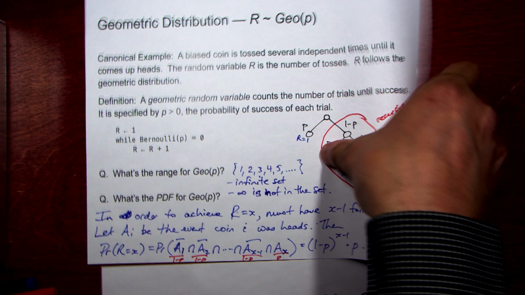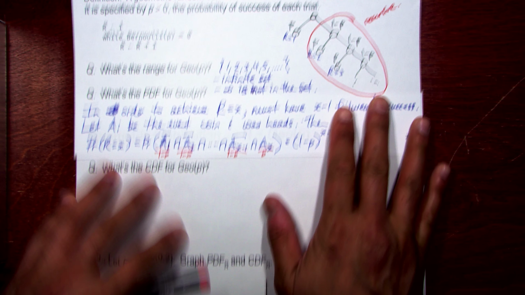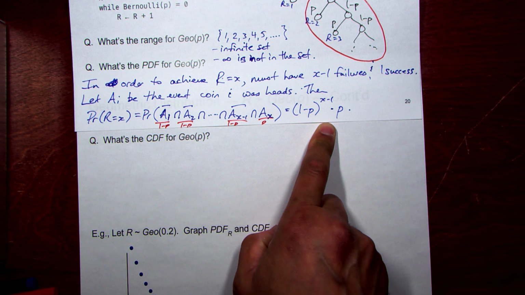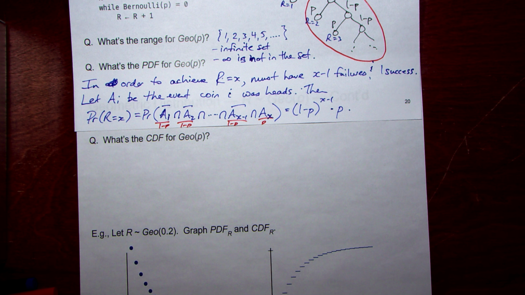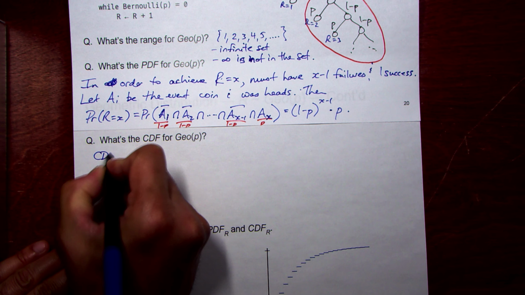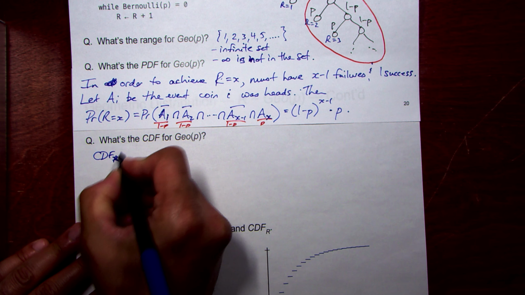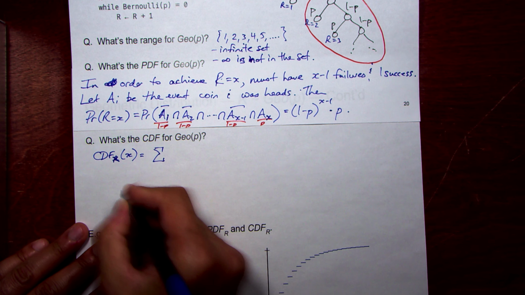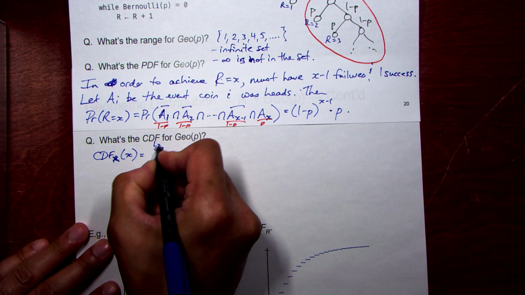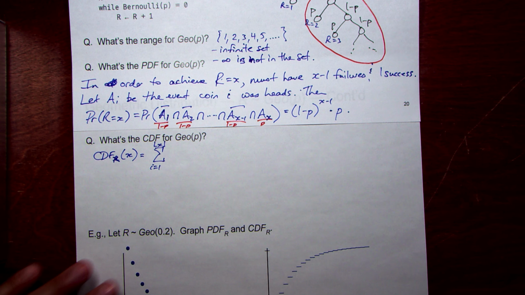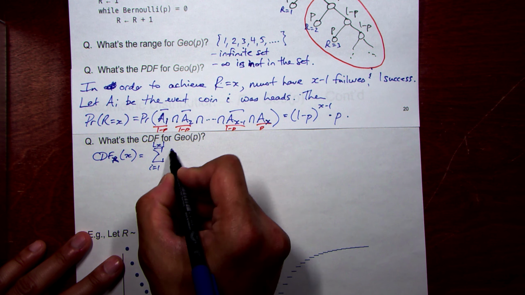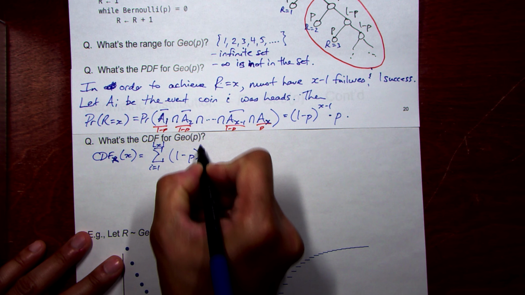Anyway, the CDF is, as usual, the sum of all the things that are to the left of x. So we'll do a little bit of math for this as well. The CDF, R of x, is the sum of all these things, so the sum from i equals 1 to floor of x. I'm putting the floor in there just to be extra careful, but it's okay if you don't. And we're going to substitute in for i: 1 minus p to the i minus 1, times p.